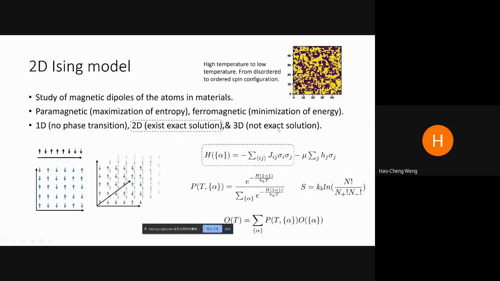Here, the video goes from high temperature to low temperature. We can see that the spins go from disordered to ordered configurations. And here's some math. The Ising model has the Hamiltonian, or the energy, determined by this equation. Here we focus on the first part of this equation. To calculate a physical quantity, we use this probability, which gives us the expectation value of the physical quantity. Also, here I show the entropy of these spin configurations.